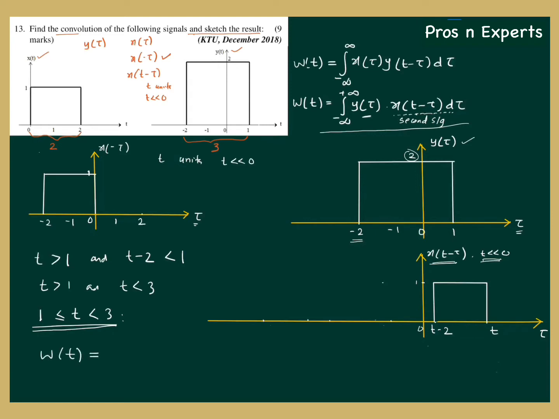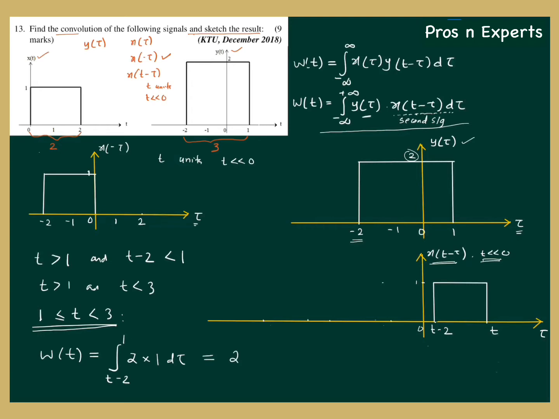So w of t is equal to, from the parent equation, the integral from minus infinity to infinity, but what is the limit of integration here? It is from t minus 2 to 1, right? It is the only region in the tau axis where these two signals coincide. Integral from t minus 2 to 1, y of tau is 2 and x of tau is 1, so 2 into 1 d tau, right?